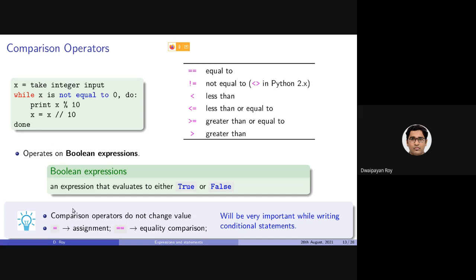A comparison operator and an assignment operator are completely two different things, and a comparison operator will not change the value. All these comparison operators take two operands. After applying any of these six operators, the value of the operands will not be changed.